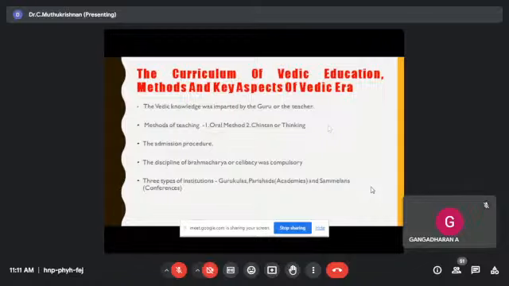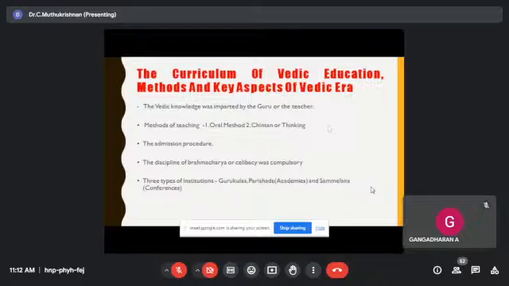What is the curriculum of Vedic education, the Vedic methods and the key aspects of the Vedic era? Vedic knowledge was imparted by the Guru or the teacher. I don't want to tell many things about this one. Methods of teaching: the oral method as well as the chintan, or thinking. The oral method means that if you have any clarification, you have to ask each and everything to the Guru or the teacher. That is called the oral method.